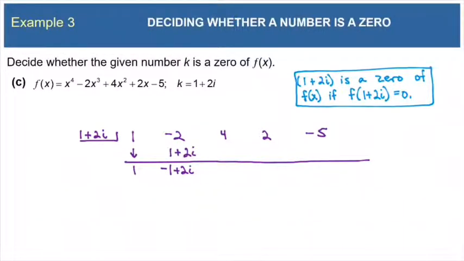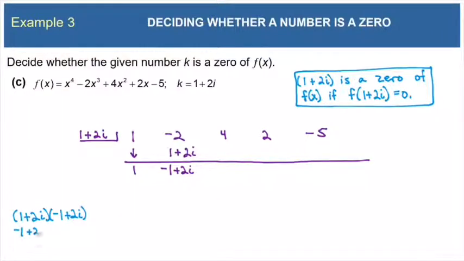And because you can't do it mentally, if you're asked to show your work on a quiz, you need to write out this part because it's part of your work. So we're going to be multiplying 1 plus 2i times negative 1 plus 2i. Let me do that right here. So this is the FOIL process.